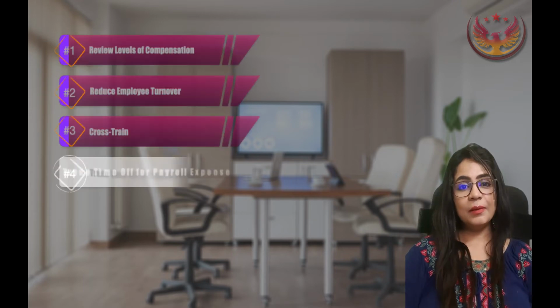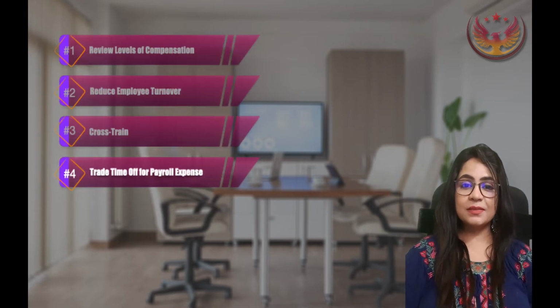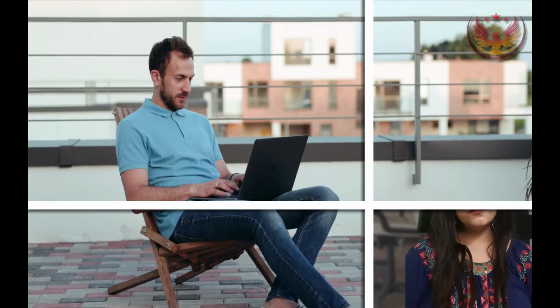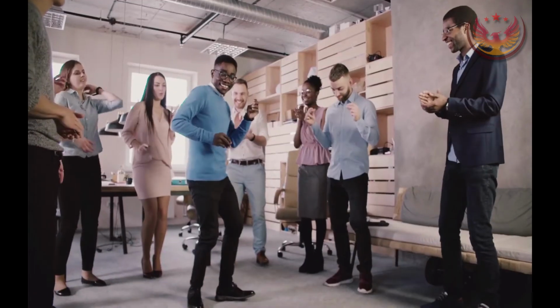Option 4. Trade time off for payroll expense. Changing the hours of operation for some businesses has resulted in significant cost savings. Employees who want to spend more time with their families or working on personal projects may embrace a shift to a 4-day or a 10-hour work week in exchange for a lower income or compensation as opposed to a normal 5 to 6 day or 8-hour work week.